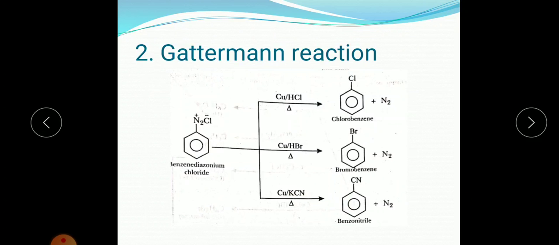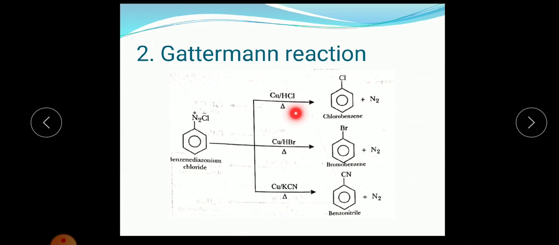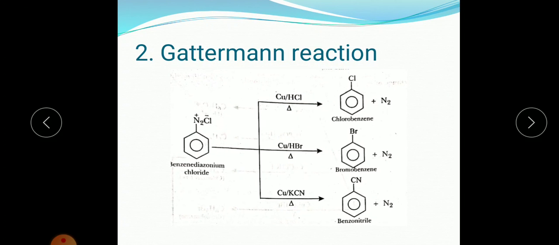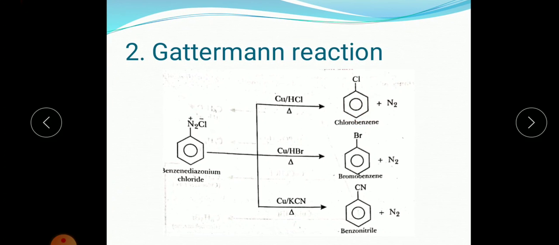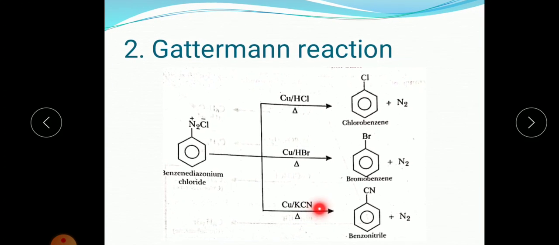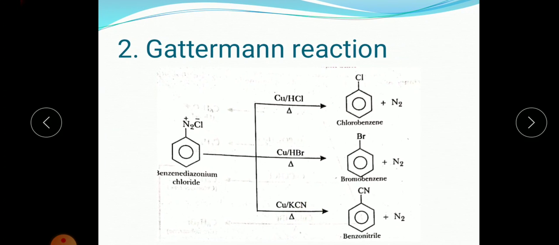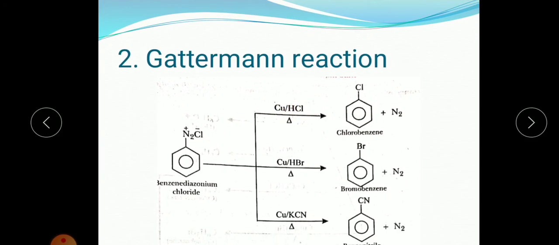Next we have the Gattermann reaction. In the Gattermann reaction, the only change that we need to make is that the benzene diazonium chloride is treated with copper powder in presence of HCl. Previously we used cuprous chloride and HCl, but now we use copper powder and HCl to create chlorobenzene, for bromobenzene we use copper and HBr, and for cyanobenzene we use Cu and KCN. So this is known as Gattermann. It is similar to the Sandmeyer reaction. The only change is that instead of cuprous halide compounds, we take only copper powder.